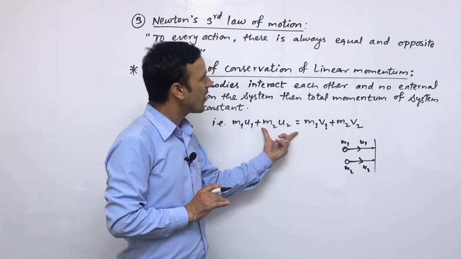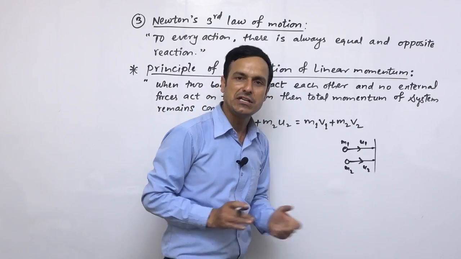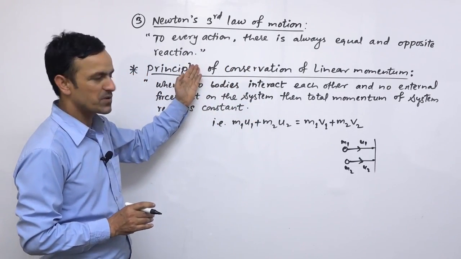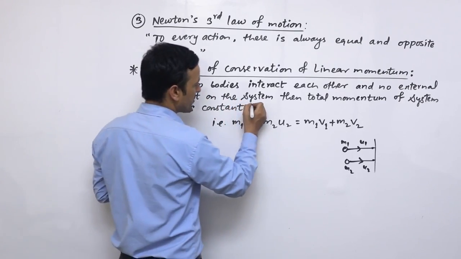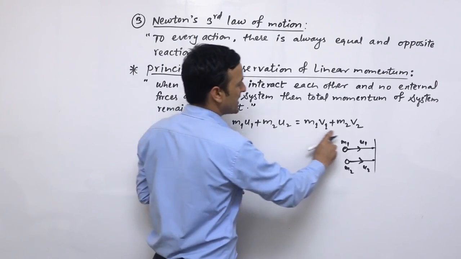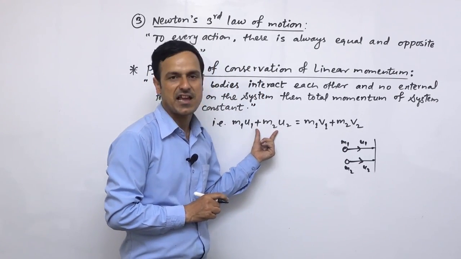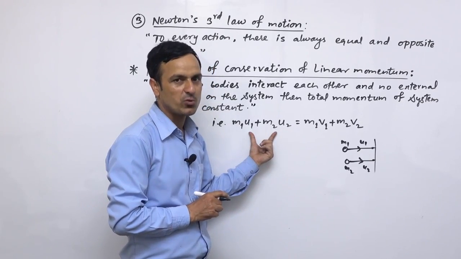So this law is known as the principle of conservation of linear momentum. So we can define this principle like this. In this way, we can define from this step to this step. This is the mathematical expression which is very useful to solve the questions in the exercise. So let's remember this formula to solve the questions.